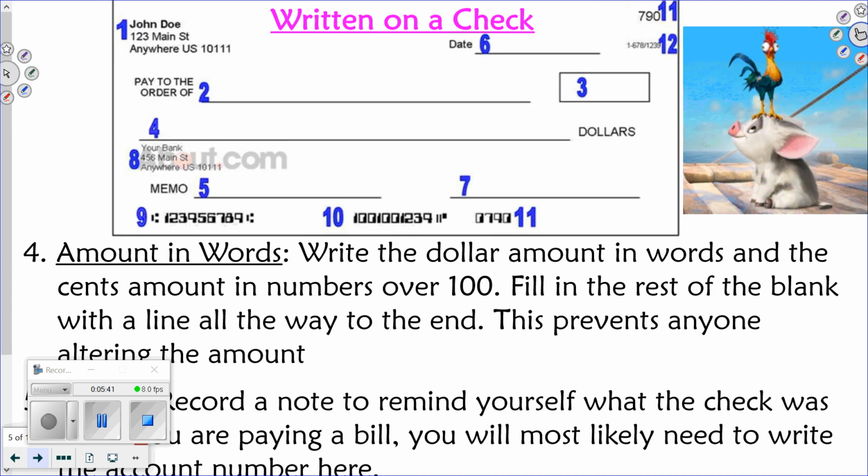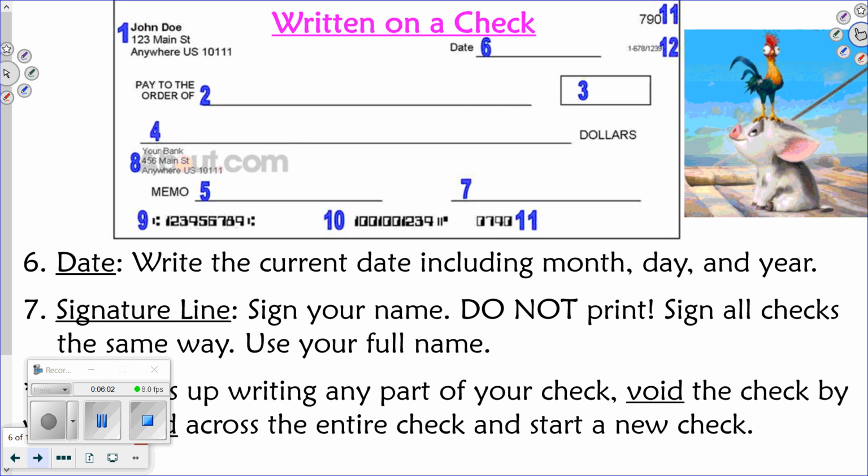The memo line, you can write something here or not. It does not matter. A lot of times on the memo line, you could write an account number. If you're paying a bill or something, you write what your account number is right there so they know which one it goes to. If I'm giving somebody a check for their birthday, I'll write happy birthday right there. So you can write something or not. It's kind of like your own info there. You can write whatever you want. All right, and then make sure you sign your check.